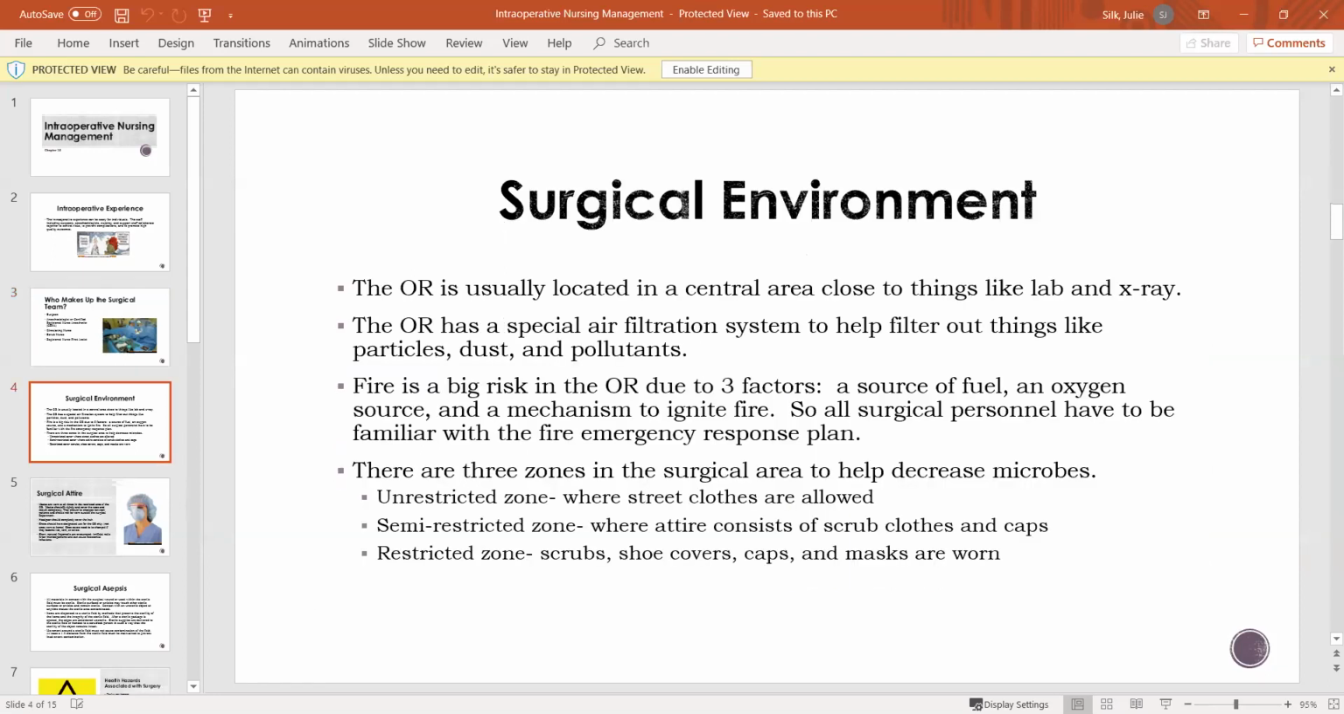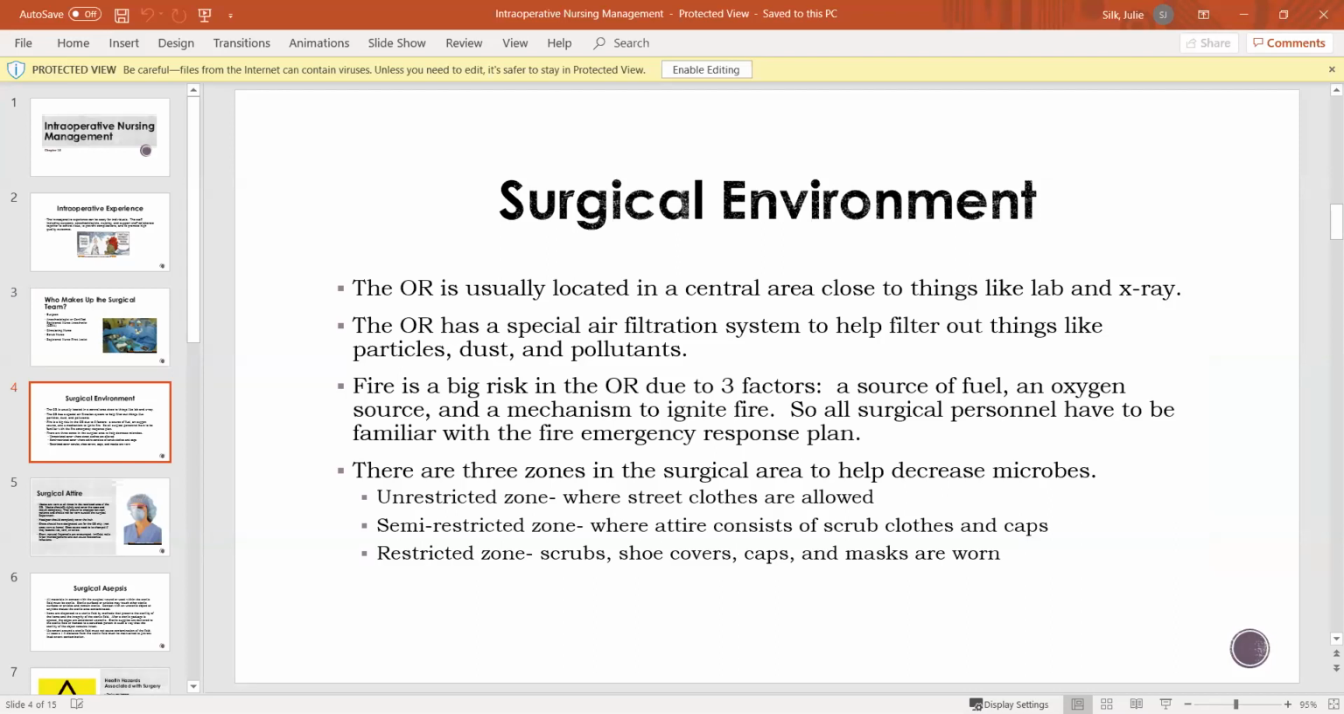Okay, the next thing here, we want to talk a little bit about the surgical environment. Typically, wherever your facility is, your OR is going to be in a central place. It's usually close to radiology, the lab, the ICU, that type of stuff, so that you don't have to go very far to get to places. Sometimes maybe even a pharmacy is really close by. There is a special air filtration system in the OR to help filter out things like particles, dust, and pollutants, because you don't want any of that floating around in your OR.